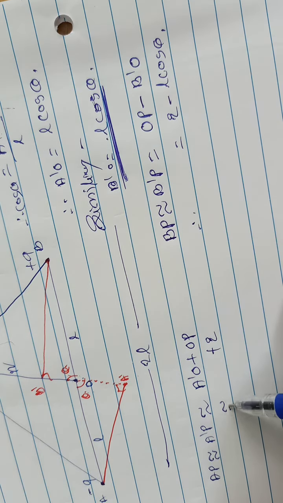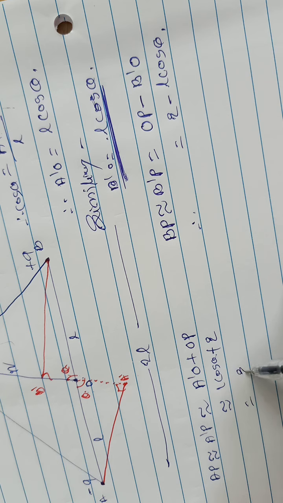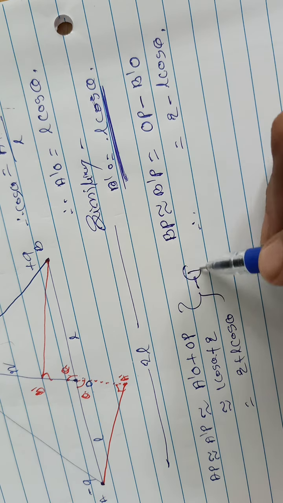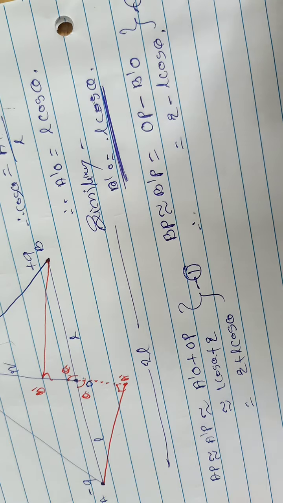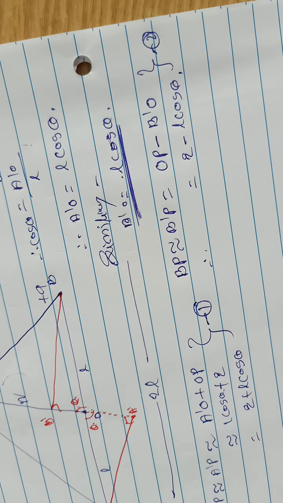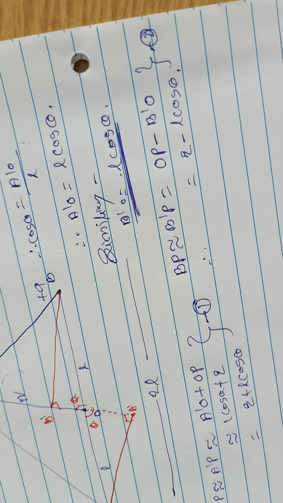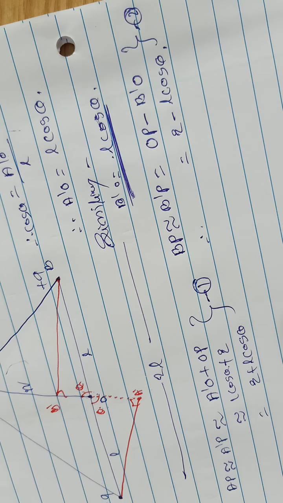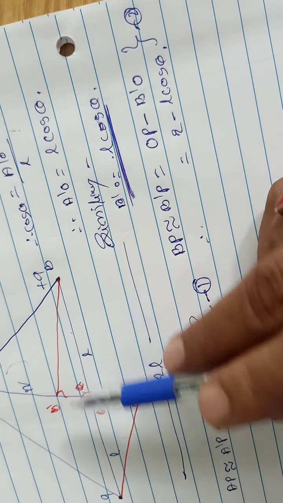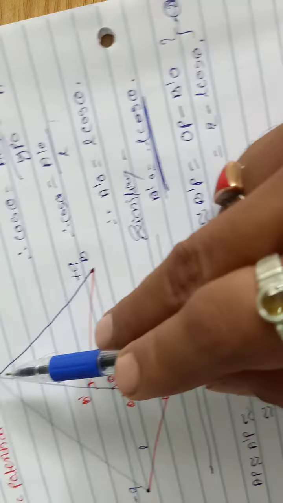So here we get a value like L cos theta. That means we can rewrite this value as R plus L cos theta. So we have equation 1 here and equation 2 here. Now let's find the electric potential due to an electric dipole at point P.